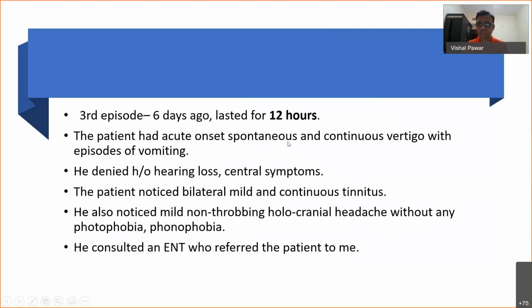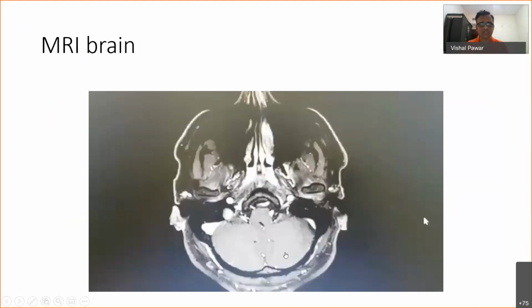Patient had acute onset, spontaneous, continuous vertigo. There was no hearing loss, no central symptoms. But the patient noticed bilateral mild continuous tinnitus, which he noticed for a few days. And he also noticed mild non-throbbing holocranial headaches without any photophobia and phonophobia. And the patient was referred to me, and then I did this imaging.